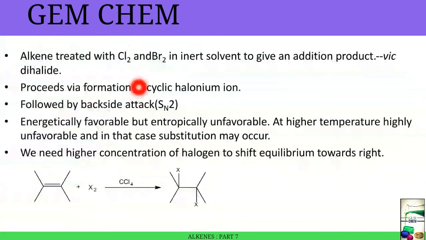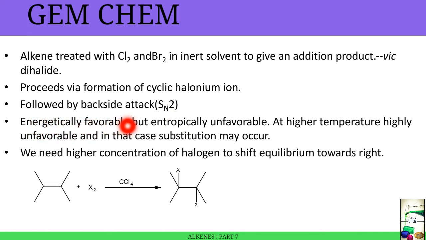Now for halogenation in the double bond, that is addition of halogen to the double bond, alkene is treated with chlorine or bromine in an inert solvent to give an addition product which is known as vicinal dihalide. The inert solvent may be chloroform or CCl4, that is carbon tetrachloride. This reaction proceeds via the formation of a cyclic halonium ion, followed by backside attack, that is SN2 reaction.